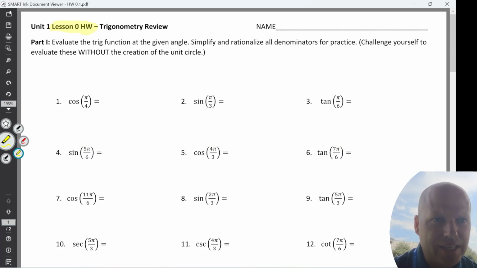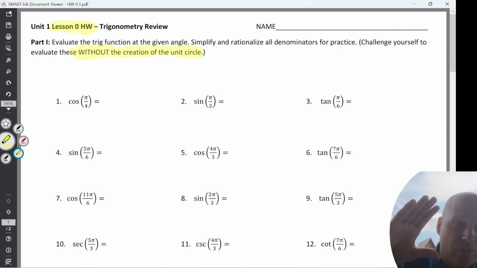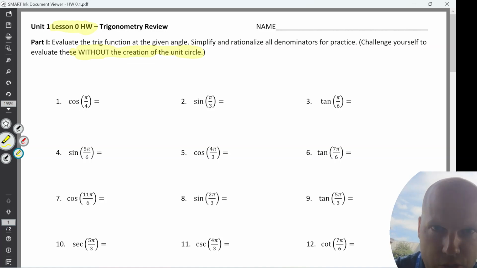And we talked about in class how I never was able to memorize things well. This was a topic where I thought maybe I'm bad at math because I can't memorize the unit circle. Then I discovered you could do this without the creation of the unit circle. And our challenge for this class, so that we memorize less and understand more, is to do these problems without the creation of the unit circle, to understand why the cosine of pi over 4 is root 2 over 2.